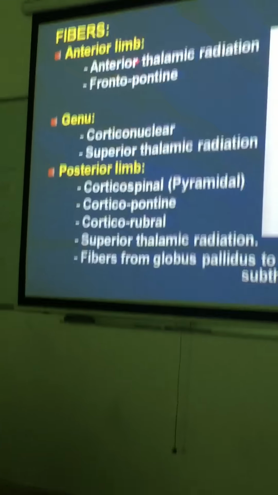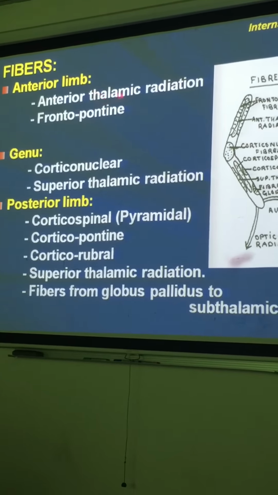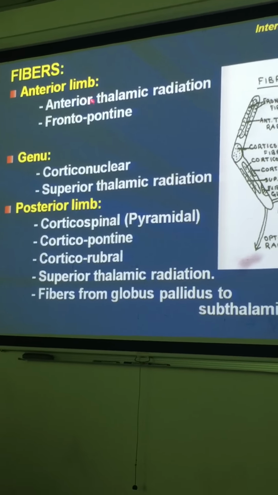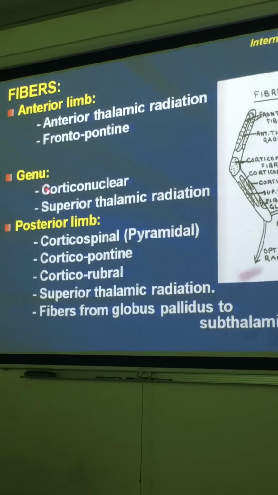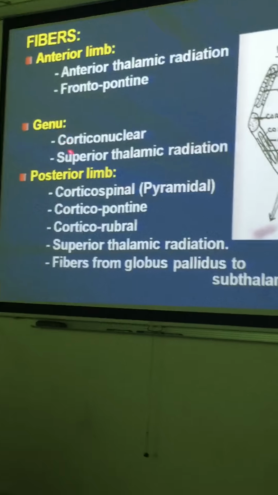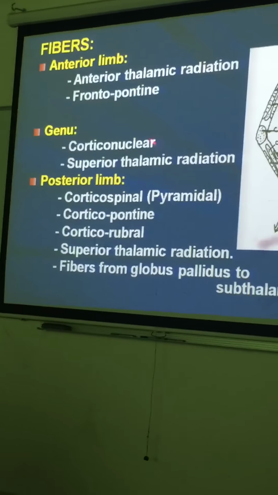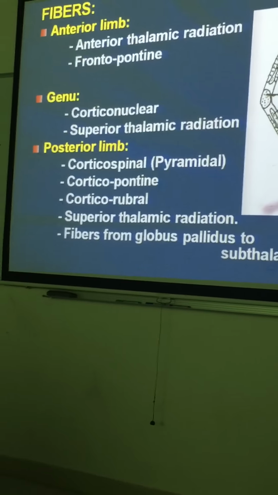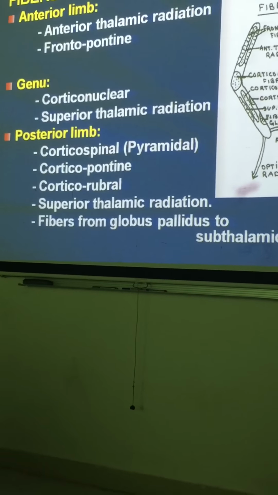From the anterior limb, you have the anterior thalamic radiation, any fibers going to the thalamus. From the genu area, you have corticonuclear. Suppose there is a bleeding, a hemorrhage, in the region of the genu. Which fiber will be affected? Cranial nerve, corticonuclear.